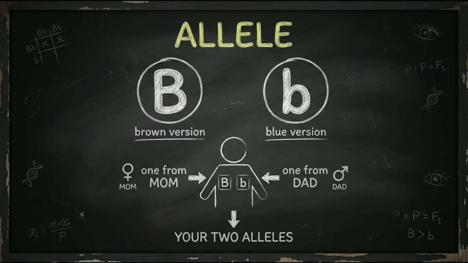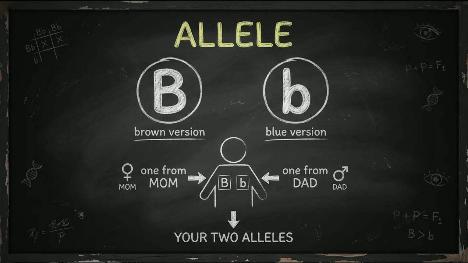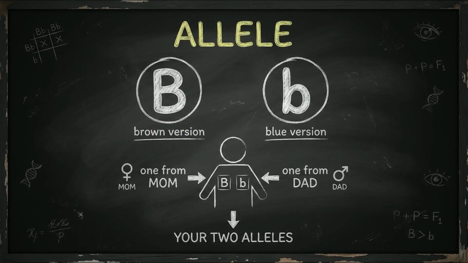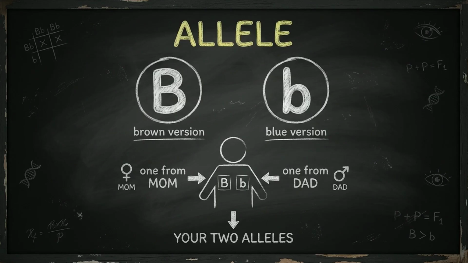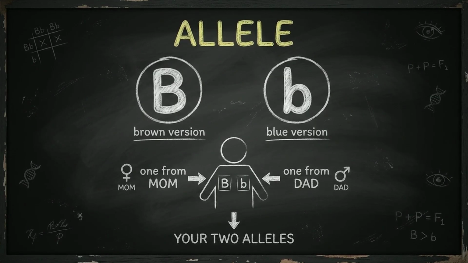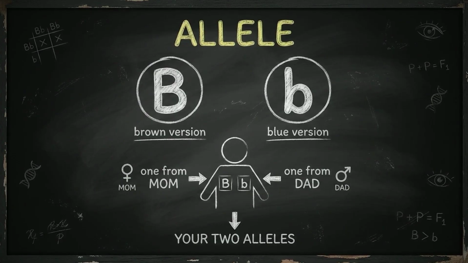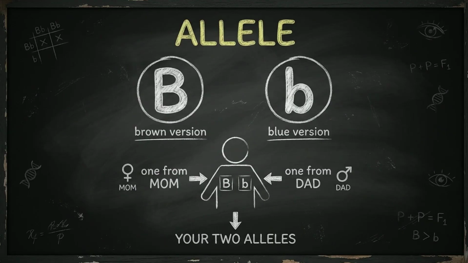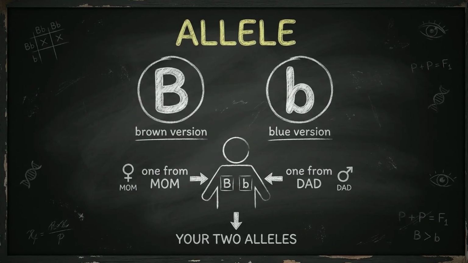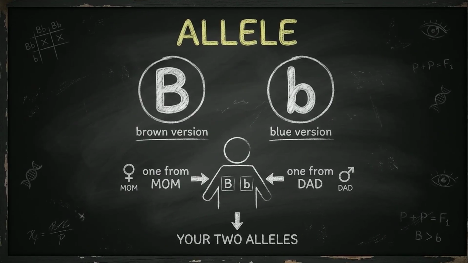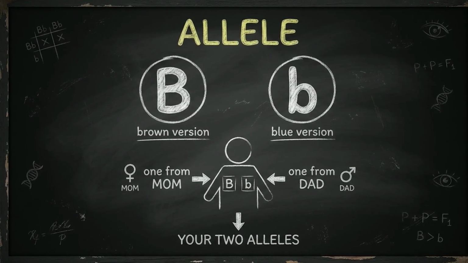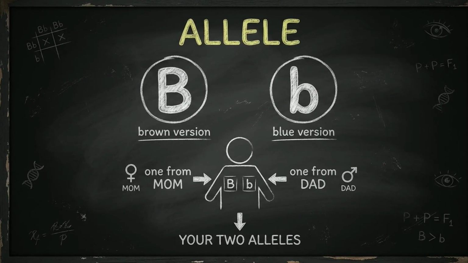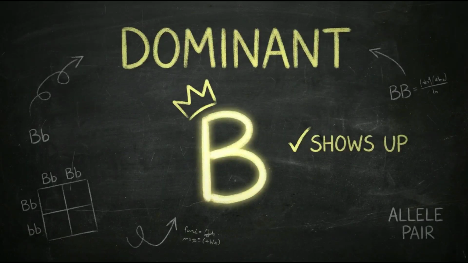Word 2. Allele. Most genes come in more than one version. Each version is called an allele. The gene says, determine eye color. The allele says, which color? Brown or blue. You inherit one allele from your mother and one from your father, so you always carry 2 alleles for every gene.